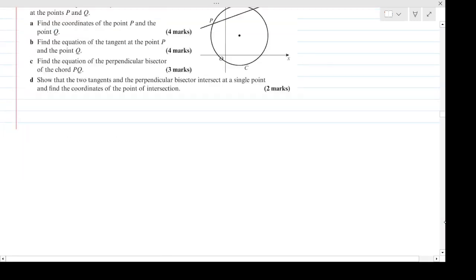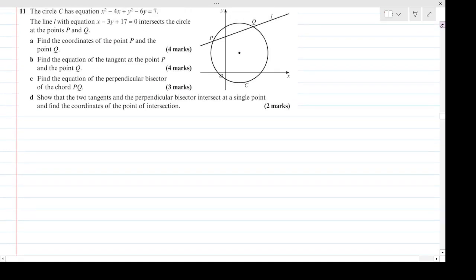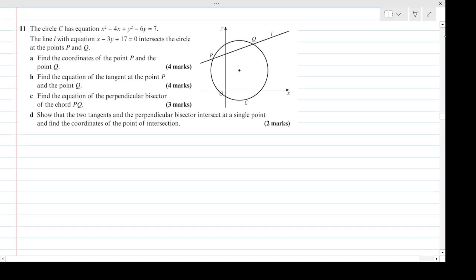Cool. Question 11 then. The circle C has equation x squared minus 4x plus y squared minus 6y equals 7. The line L with equation x minus 3y plus 17 equals 0 intersects the circle at the points P and Q. First of all, find the coordinates of P and Q.